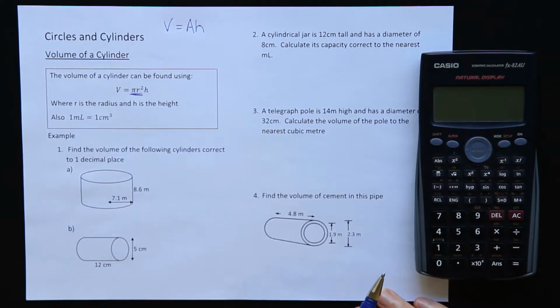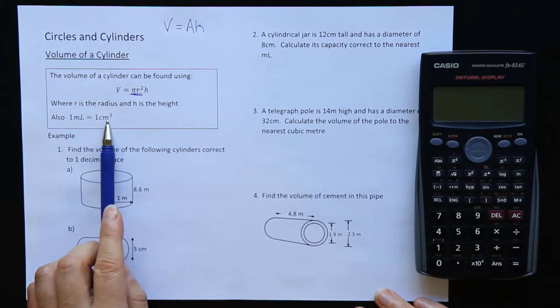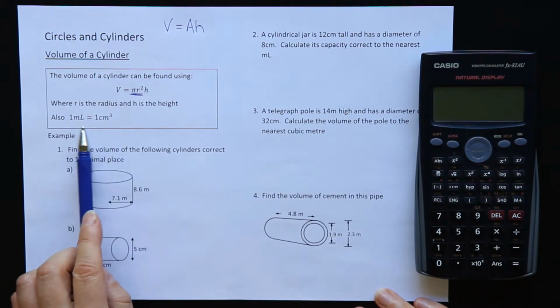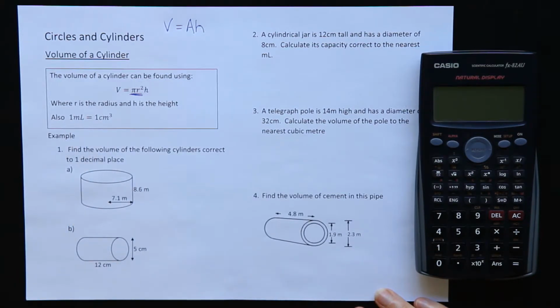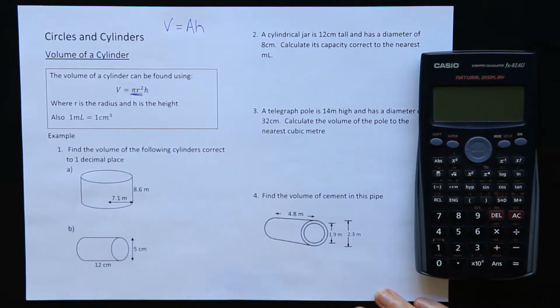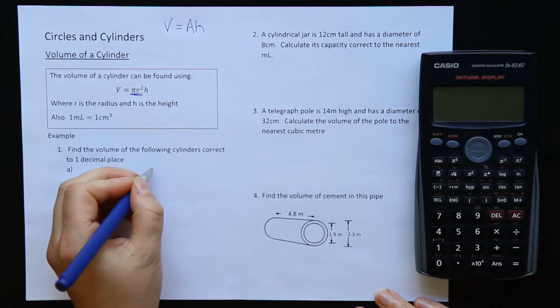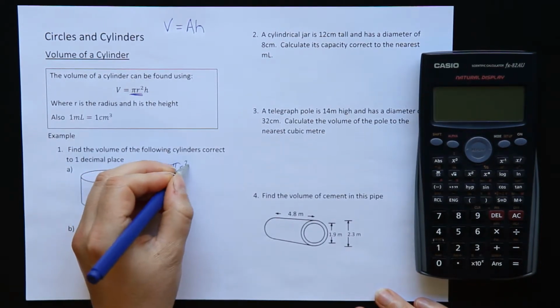We're also going to be converting between units of volume, like centimetres cubed, into millilitres. So we need this little conversion here today as well. So let's do some calculations. We want to find the volume of the following cylinders correct to one decimal place. So let's write our formula down to help us learn it. V is equal to pi r squared h.